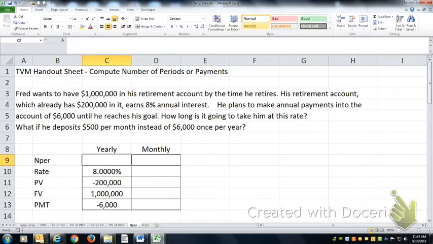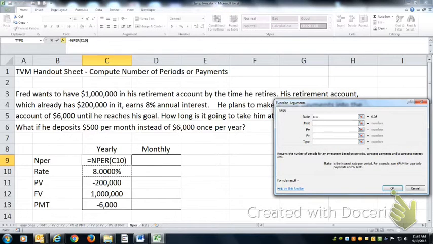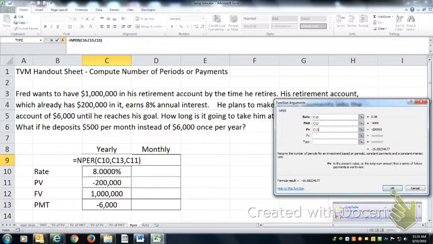Alright, so with annual compounding, the NPER open parens, the rate 8% per year, the payment negative $6,000, the present value negative $200,000, and he wants to have a positive $1 million in the account at the end. Note that the direction of the payments, the present value is money he put into the account, the payments are money he puts into the account.